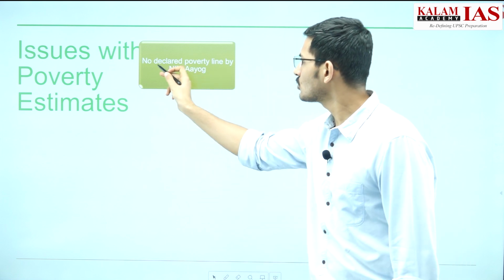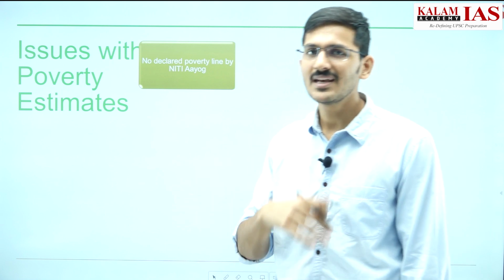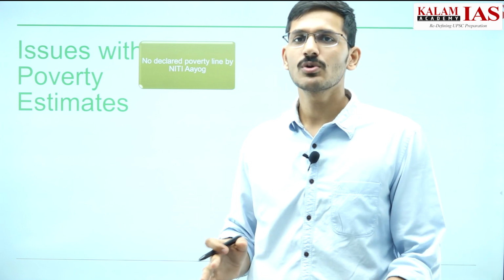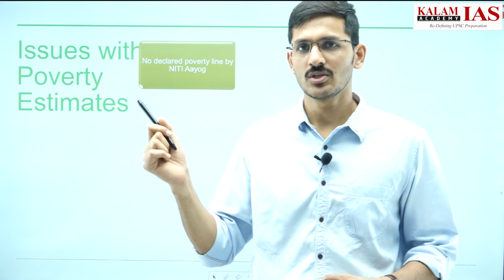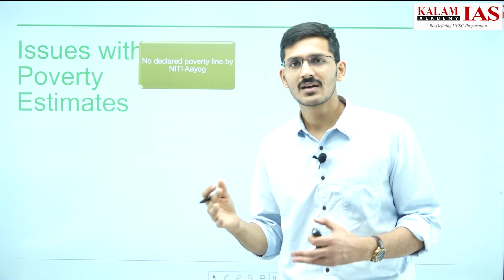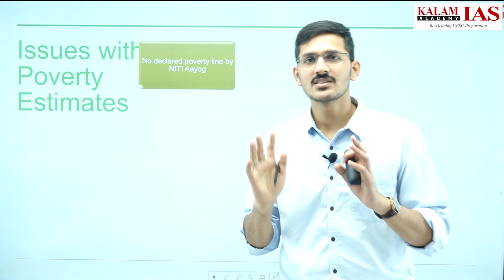The first is there is no declared poverty line by the Niti Aayog. Niti Aayog does not have any declared poverty line. Niti Aayog is conducting estimates of the poverty based on the Rangarajan committee recommendation. So whatever was the recommendation of the Rangarajan committee, they just adjust it with the inflation every year and say this is the poverty in India.